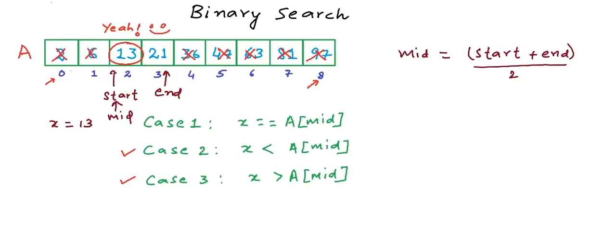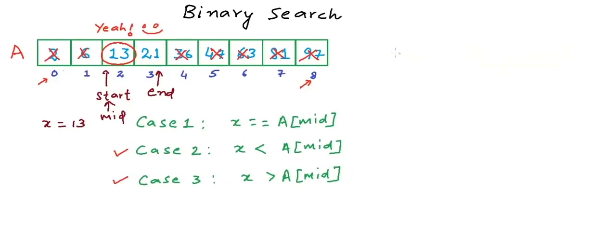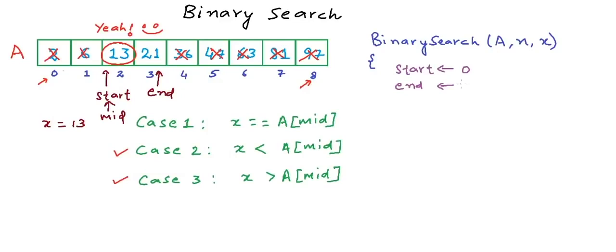Okay, so let us now write code for this algorithm. I will write a method binary search that will take as argument an array A, its size n, and a number x to be searched for in the array. And I will initialize two variables, start to 0 and end to n minus 1. So start and end define our search space. Initially the whole array is the search space.